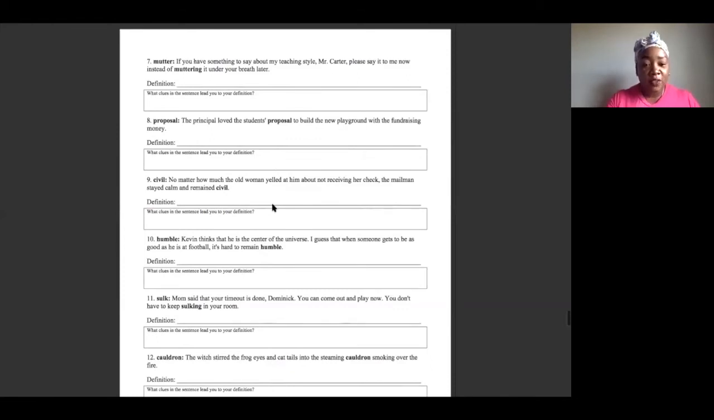This word is civil. It says, no matter how much the old woman yelled at him about not receiving her check, the mailman stayed calm and remained civil. So what are the clues for the word civil? Just the clues. Okay, stay calm. Very good. Everyone's saying stay, very good. Stay calm, stayed calm. The old man yelled.